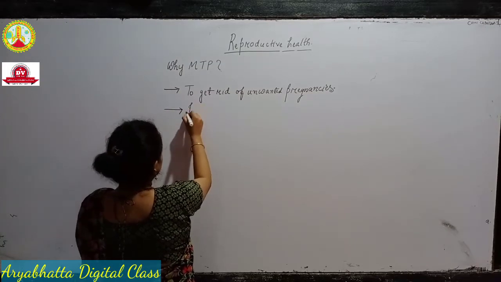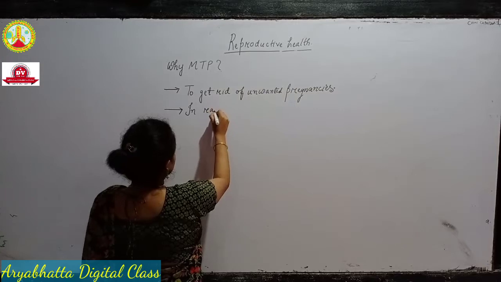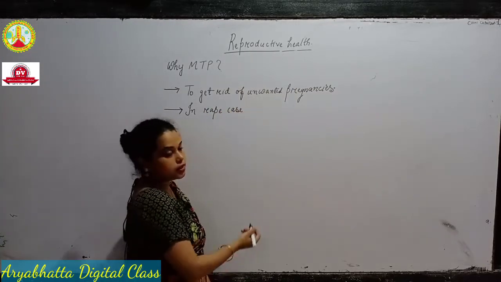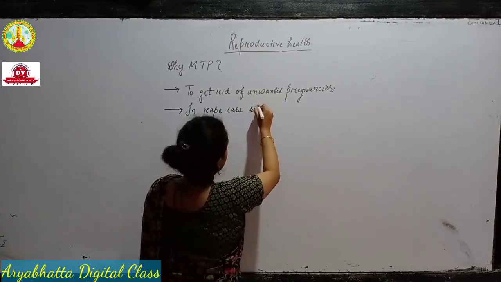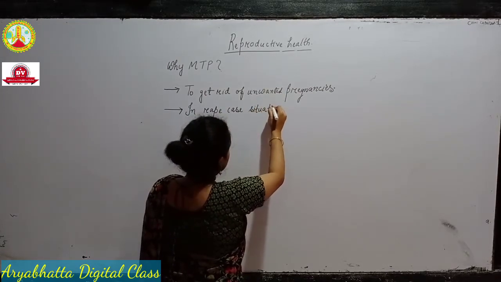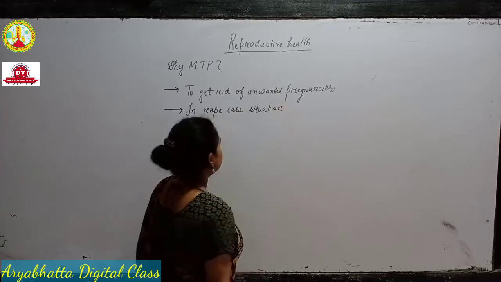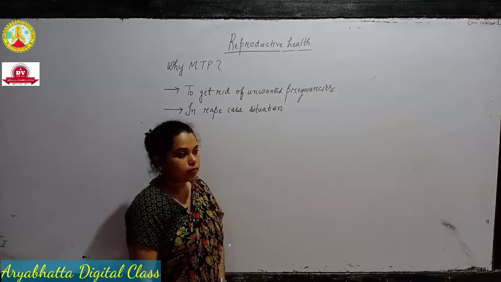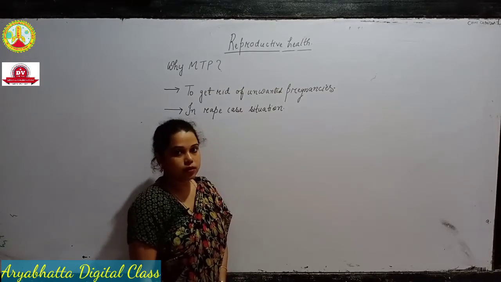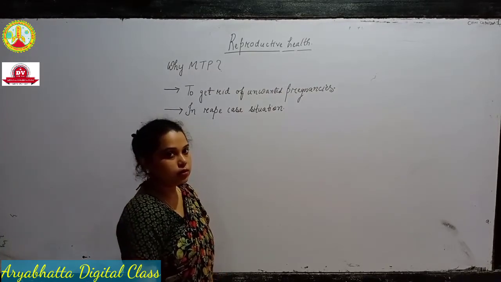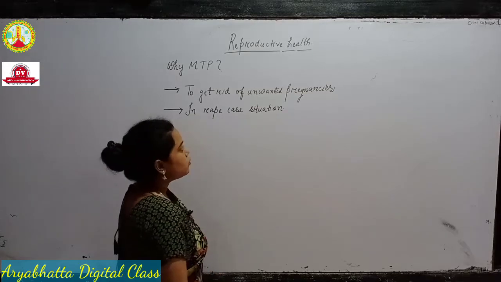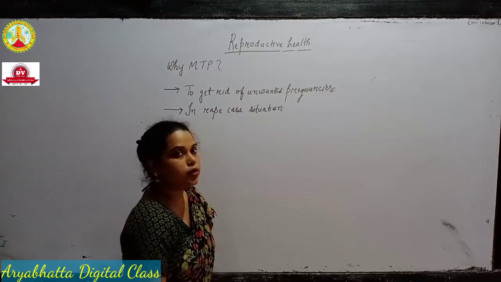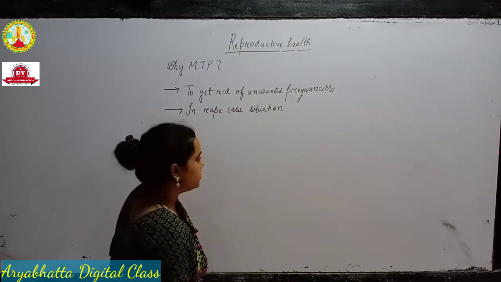Next, in rape case situation, MTP is done. Suppose by chance the victim, the girl, gets pregnant. So in that case what will happen? MTP is performed to get rid of those unwanted pregnancies.